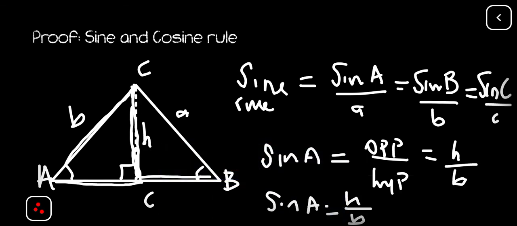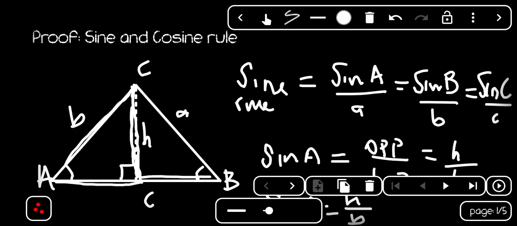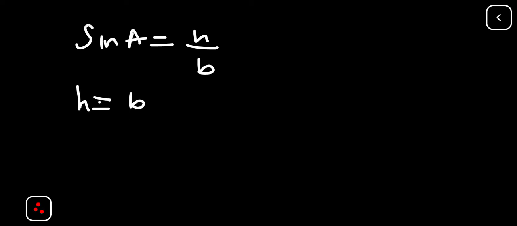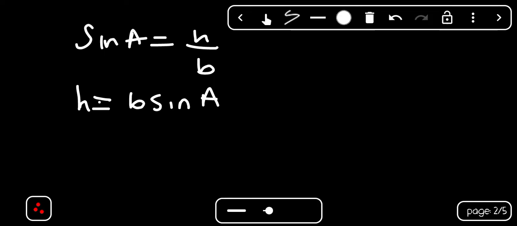Since we have this, if you cross multiply, you'll be able to get the value for H. But I want to use another page to explain this. So let me put it here. You have sine A is equal to H over B. And when you cross multiply, you have H is equal to B sine A, right? Okay, so we need to log this down. Now let's go back to the triangle.